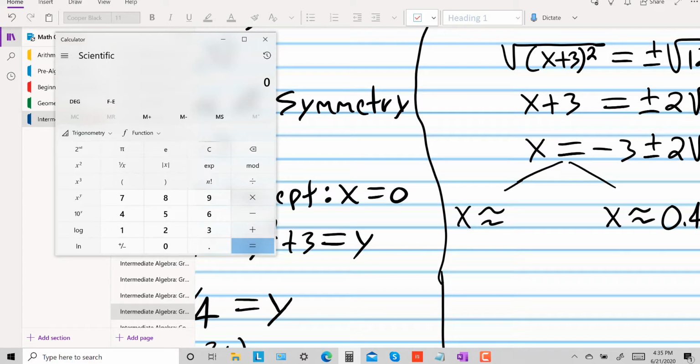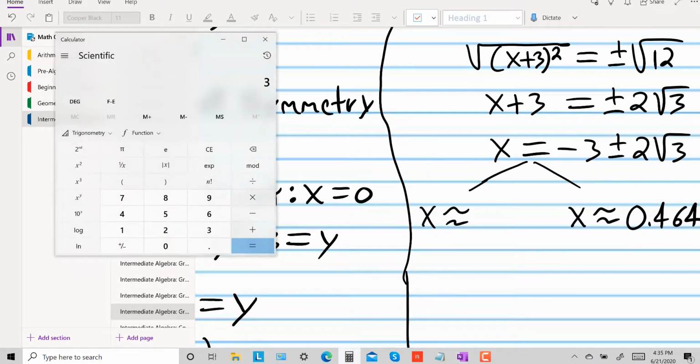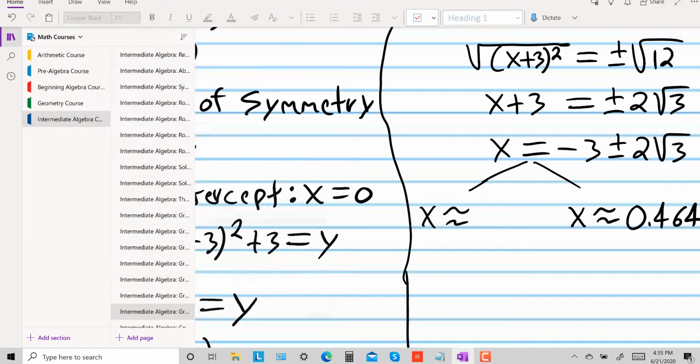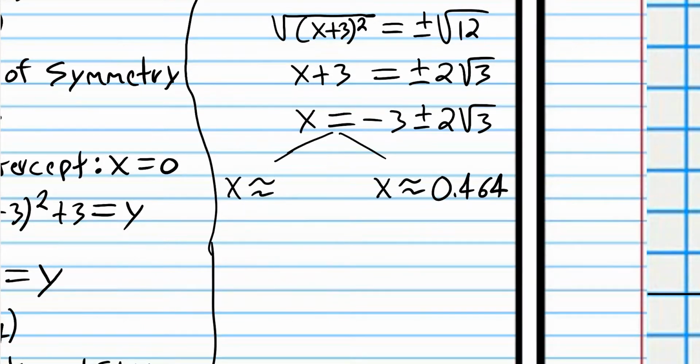And the other answer is going to be the same thing, except we're going to put a minus in front of the root. So we have 3, let me move this over a little bit, 3 square root button, and then times 2 equals. Now I have to change that to a negative because that's one of the answers, and then plus 3, change that to a negative, and equals negative 6.464. Negative 6.464. Yeah, I know we're kind of scrunched in there.